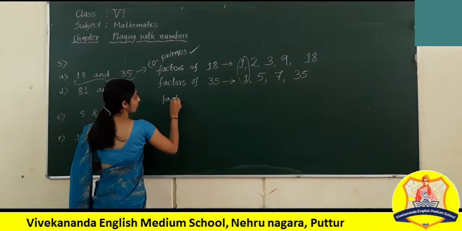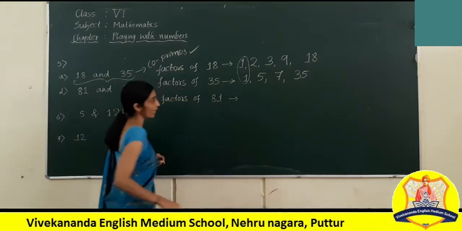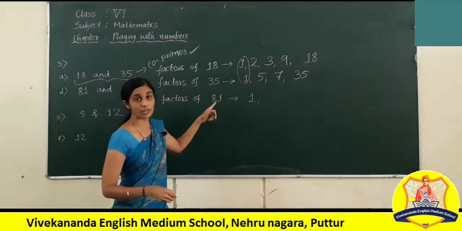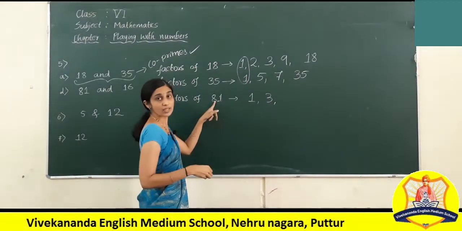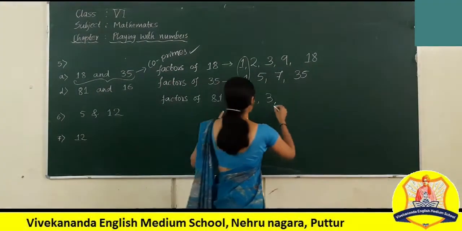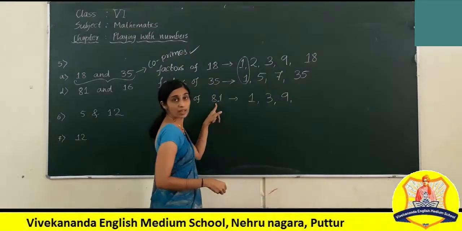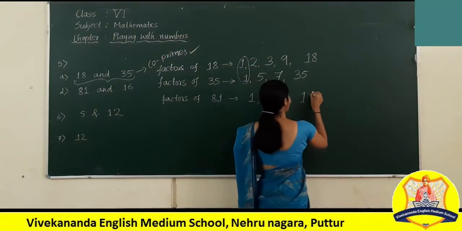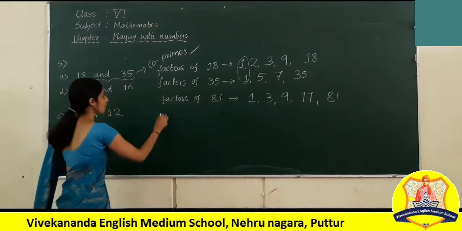Next, 81 and 16. Factors of 81. Which are the factors of 81? Okay, 1, 2 cannot, 3. Next, 9. Yes. Next, 9 9s are 81. So 81. Okay. Next, factors of 16.